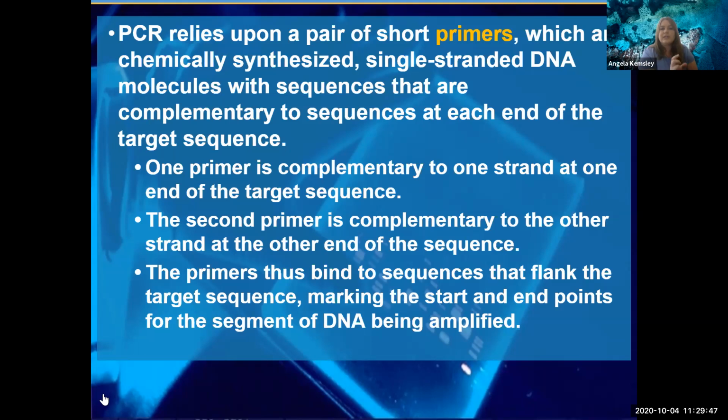So one primer is complementary to one strand at one end of the target sequence, and then a second primer is complementary to the other strand at the other end of the sequence. The primers then bind to sequences that flank the target sequence, that are on either side of the target sequence, marking the start and the end points for the segment of DNA that's being amplified. So we send in these two primers, one attaches to one end, one attaches to the other, and then we know it's the stuff in between that we're actually looking to amplify using PCR.